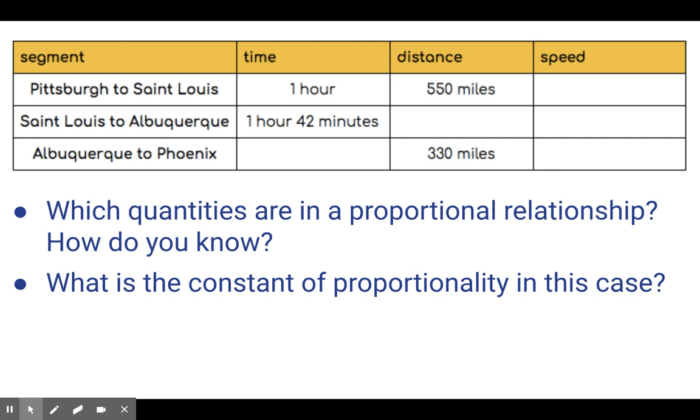The next part that we need to talk about is, what is the constant of proportionality in this case? Remember, constant of proportionality is the same thing as your unit rate. So we're looking for where there's a base of 1 hour or 1. And in this case, our constant of proportionality is 1 hour for 550 miles, or if you wrote it, 550 miles per hour. That is our constant of proportionality.